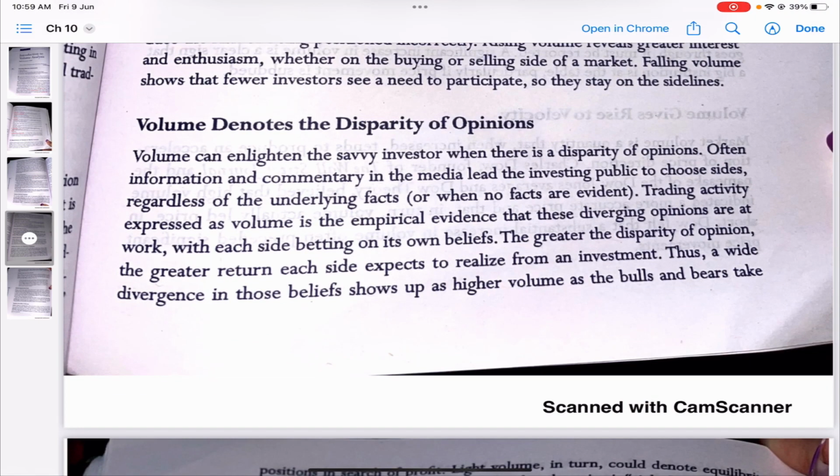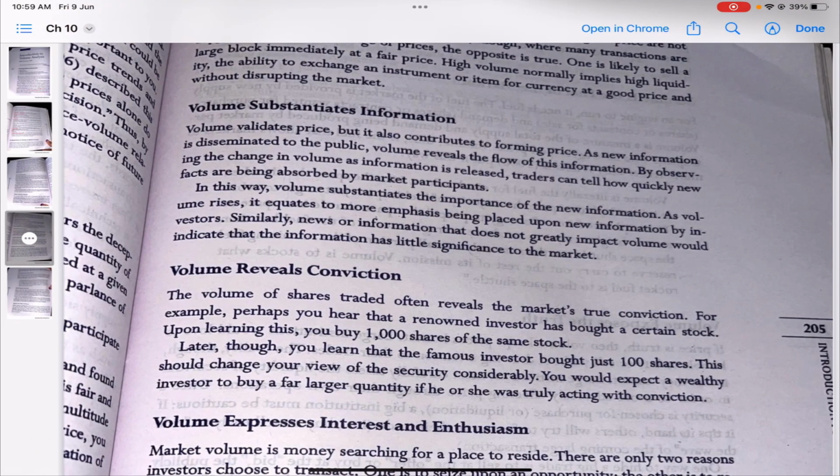Volume denotes the disparity of opinions. What is disparity of opinions? Difference in opinions. So volume is also going to show you a difference in opinions. Often information and commentary in the media lead the investing public to choose sides, regardless of the underlying facts. Trading activity expressed as volume is the empirical evidence of the diverging opinions at work, with each side betting on their own beliefs. The greater the disparity of opinion, the greater the return each side expects. Thus, a wide divergence in those beliefs shows up as higher volume.